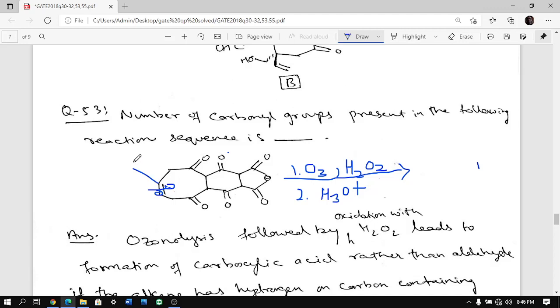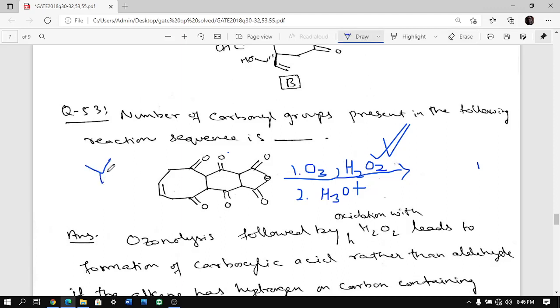And if hydrogen is there, it remains hydrogen. If R is there, it remains R. But for that you have to put ozone followed by zinc and water or dimethyl sulfide. But if you are putting H2O2 at the end of the ozonolysis, the aldehyde you get gets oxidized to acid. If ketone is there, ketone you cannot oxidize.